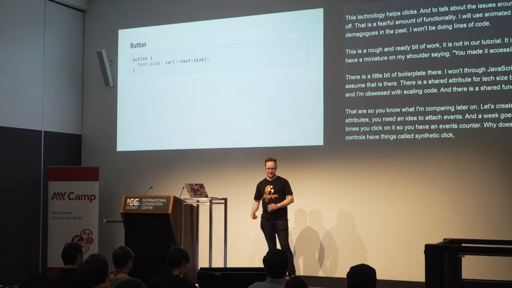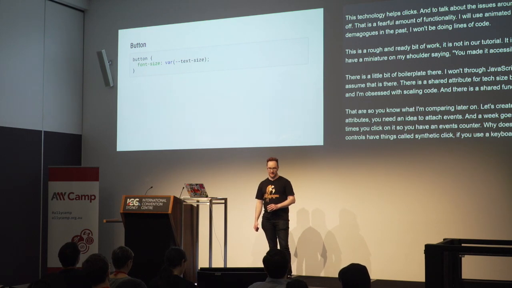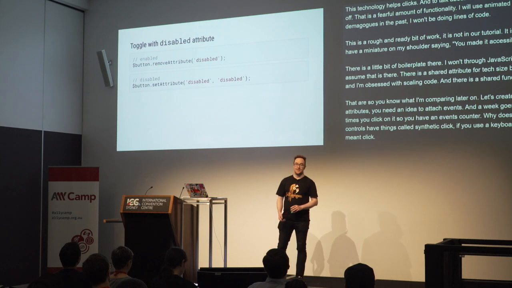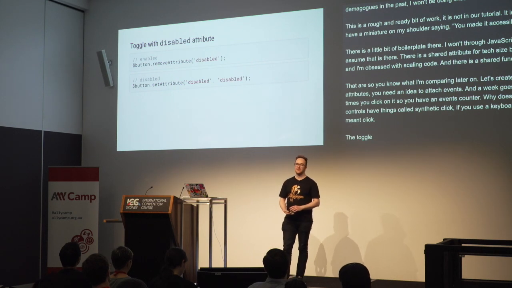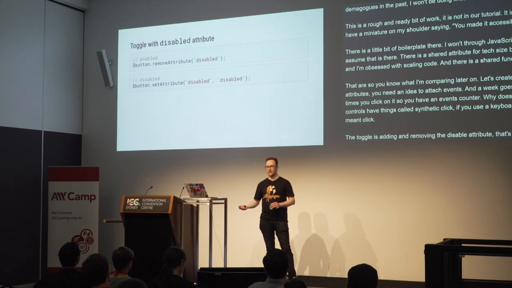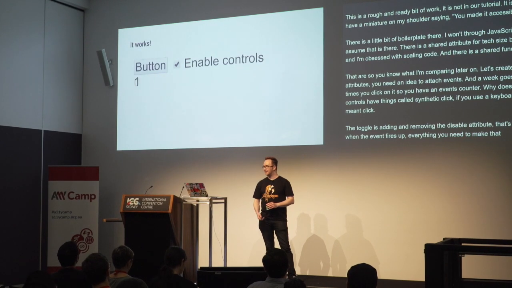Because I bumped up the font size, there is one rule in CSS, but realistically, you'd be piling your own design anyway. The toggle is just adding and removing the disabled attribute. That is it. That takes care of styling, takes care of whether the events fire. That's everything you need to do to make that control literally work or not work. And there we have it.